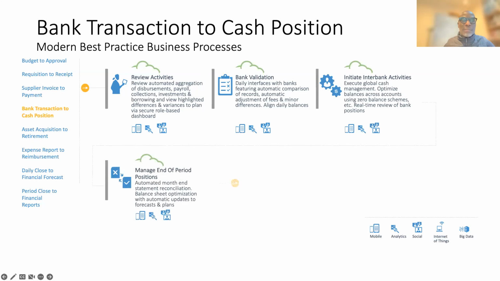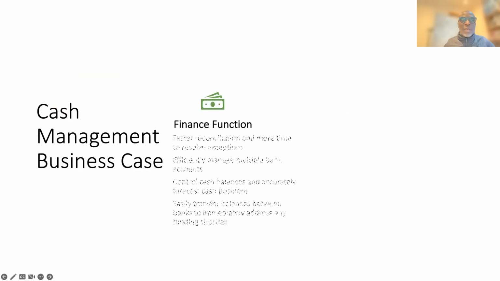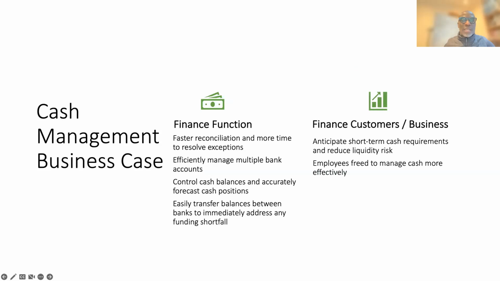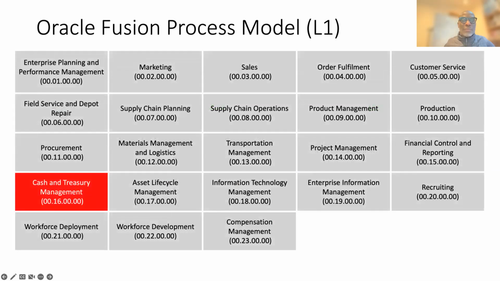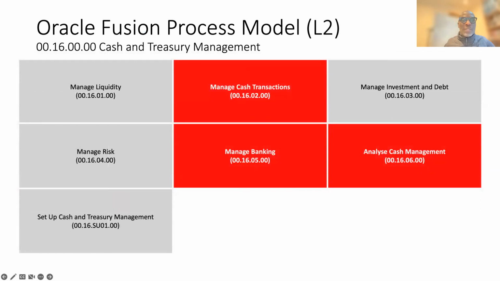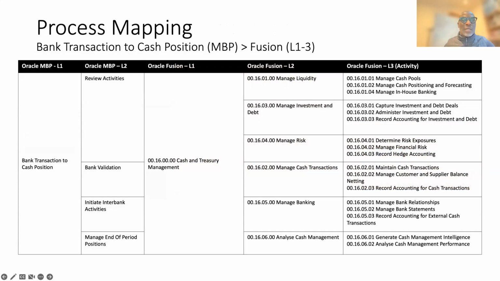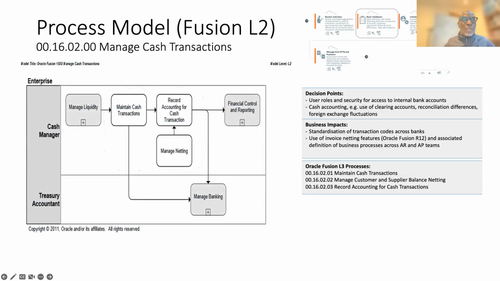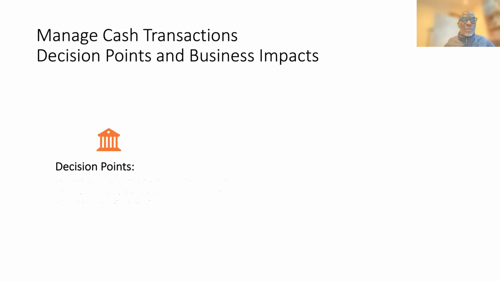Again, using the modern best practice to break down each of the process areas, and then going into some of the other areas as well, the business case, and also the levels where it fits in within the global process areas, and also specific areas: manage cash, manage banking, analyze cash management, and then the flows and how that maps, and also the core level 2 flows, and also decision points and the business impacts for each of these as well.